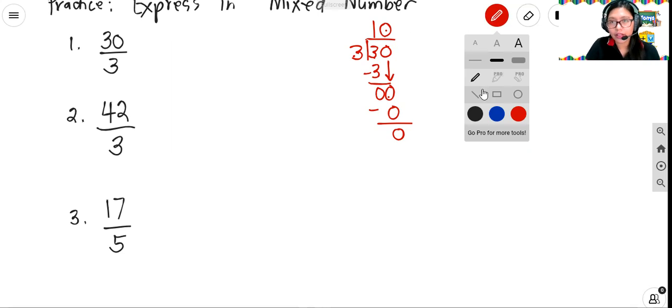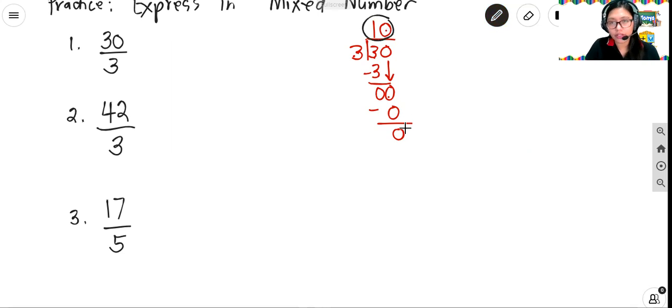So again, this is our whole number. This is the numerator. This is the denominator. So we will have 10 and 0 over 3. But what is 0 divided by 3? Yes, you're right. The answer is 0. Therefore, we will no longer need to write 0 over 3. Let's just cancel that. And your answer will just be 10. Because 30 divided by 3 is simply 10.